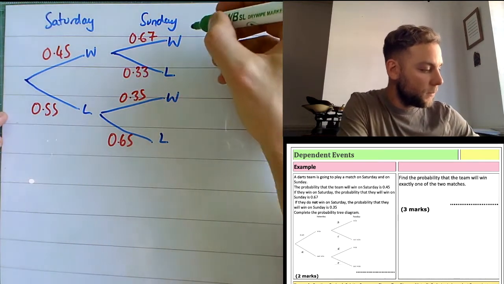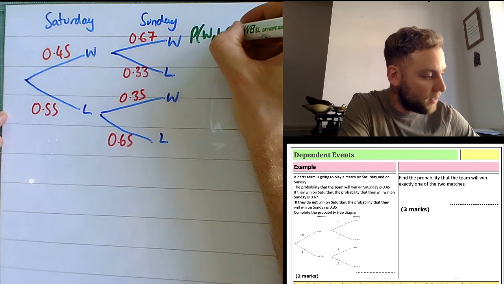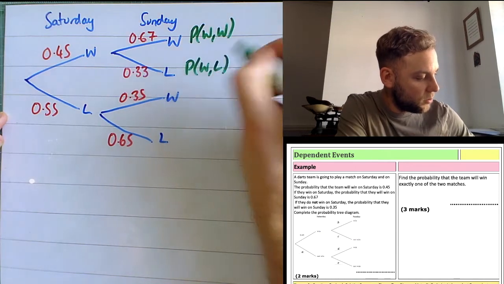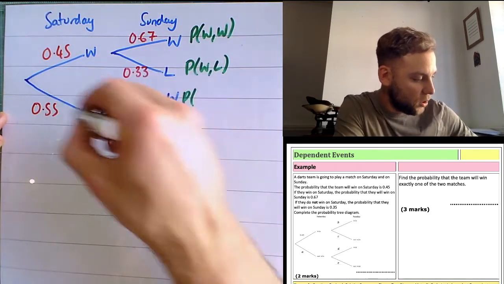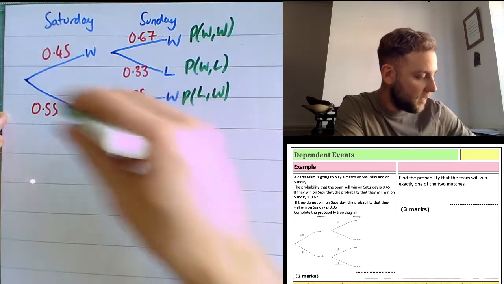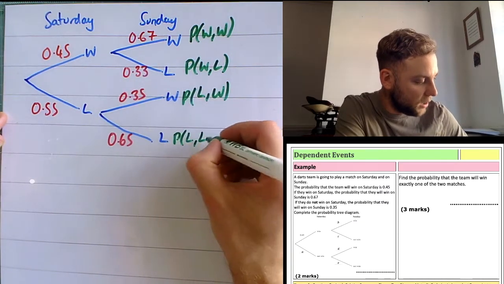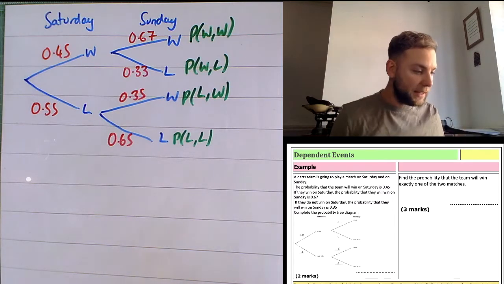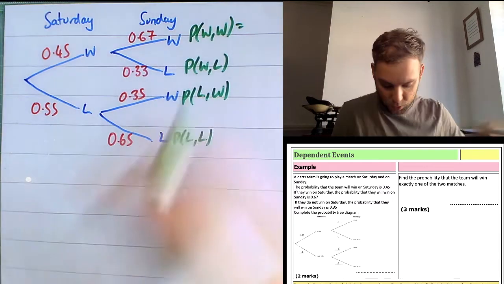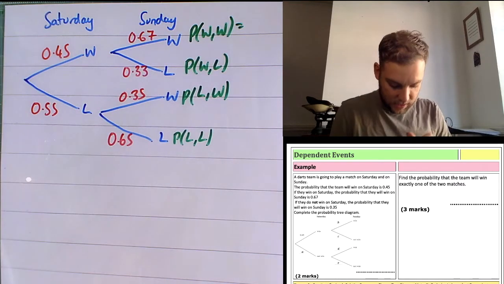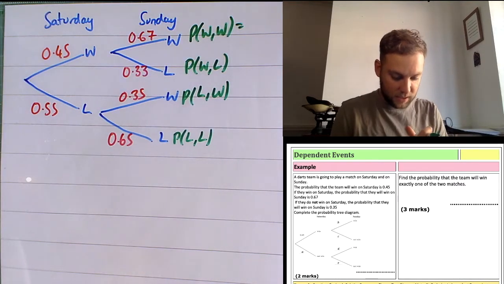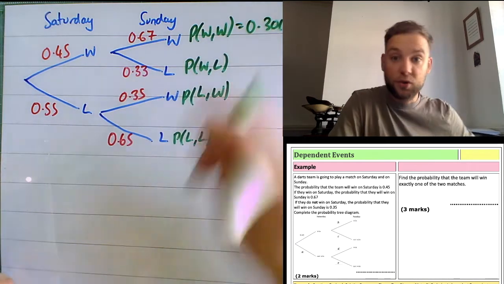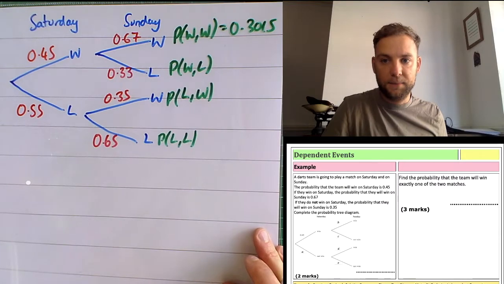So we're going to look at it first of all, the probability they win and they win. Then the probability they win and then lose. Then the probability they lose and then win. And then the probability they lose and then lose. So remember, we multiply across. So the probability that they win and they win is equal to 0.45 times by 0.67, which is equal to 0.3015. Super.